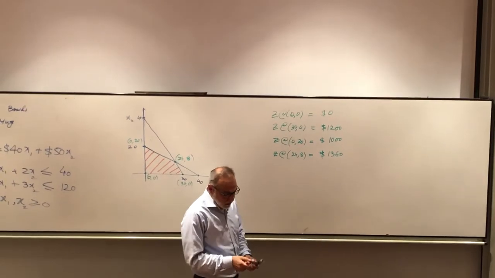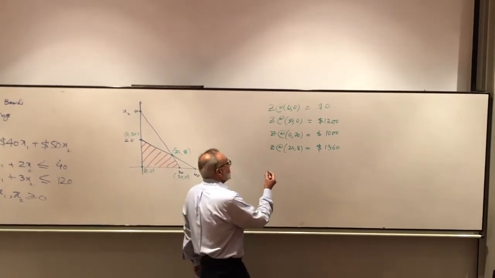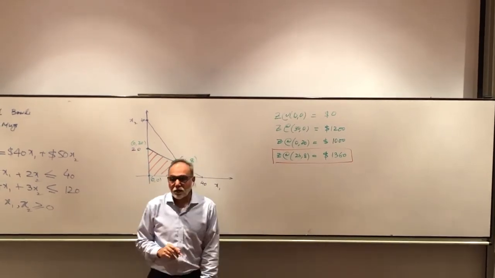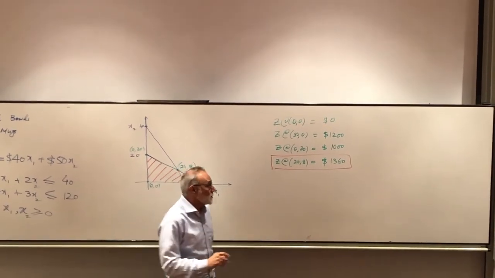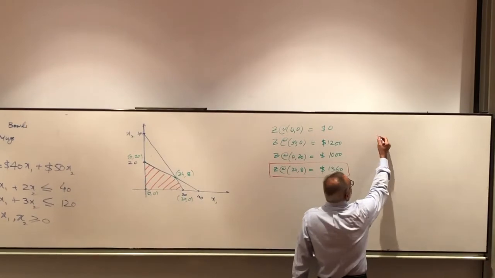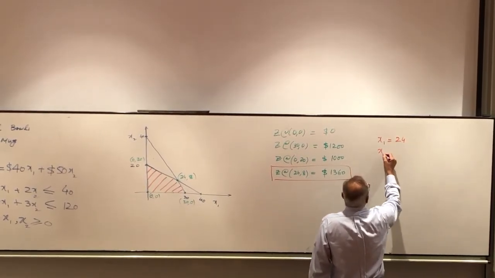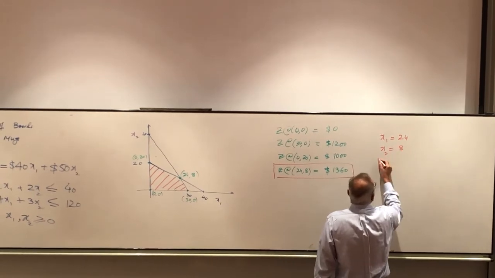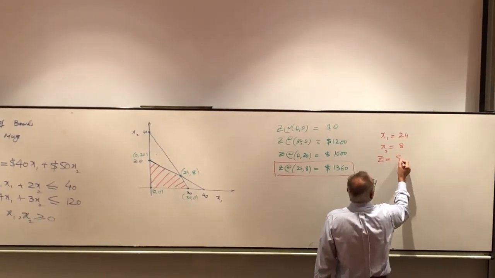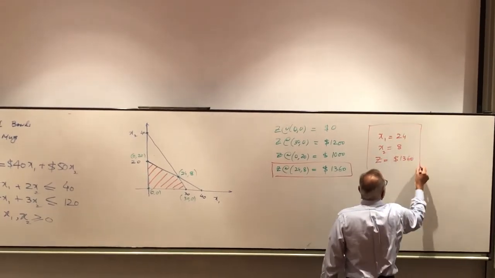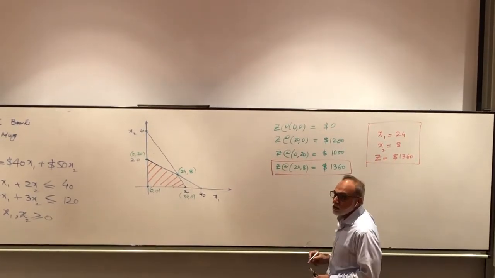And our solution is this one. Which means x1 is equal to 24, x2 is equal to 8, Z is equal to 1360. This is our solution.